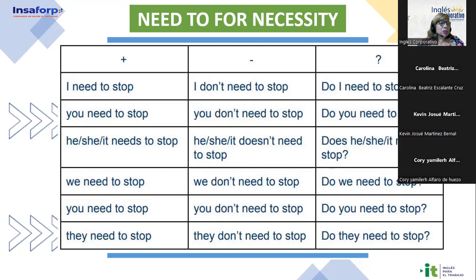For example, if I tell you: She is sick. She has to take the medicine. She is sick. She doesn't like medicine. But she has to take the medicine.